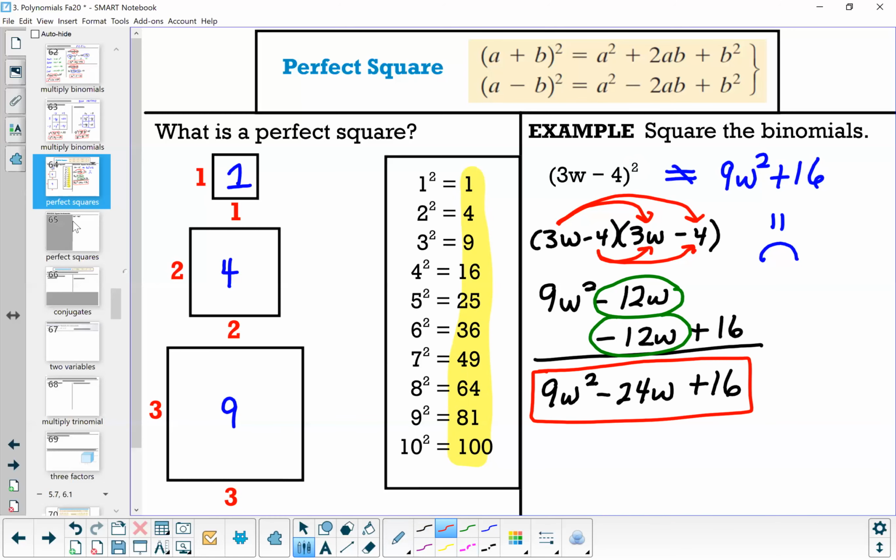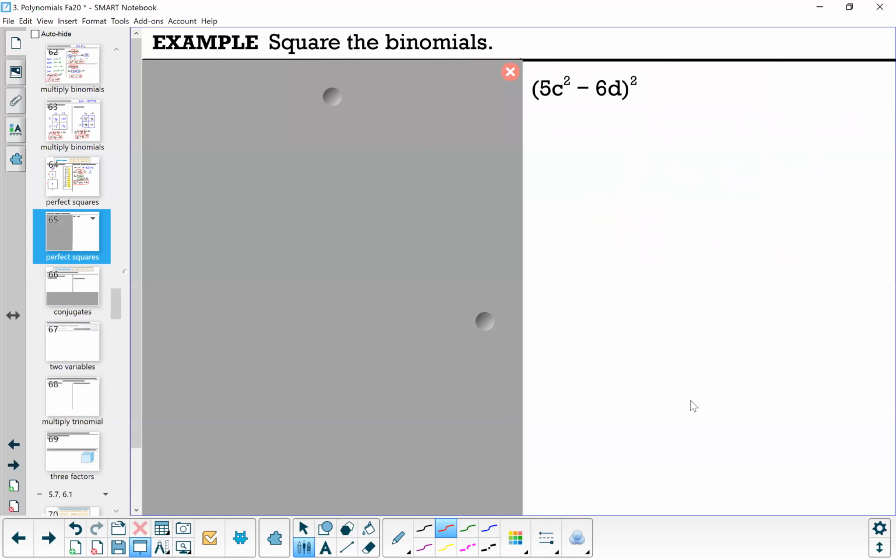All right, let's try another one. We have parentheses 5c squared minus 6d, close parentheses, squared. So since we have subtraction inside of our parentheses, we do need to expand the way we write this. We cannot distribute that exponent over the subtraction. So we have parentheses 5c squared minus 6d, close parentheses, and again, parentheses 5c squared minus 6d.